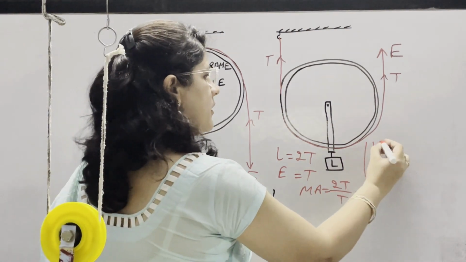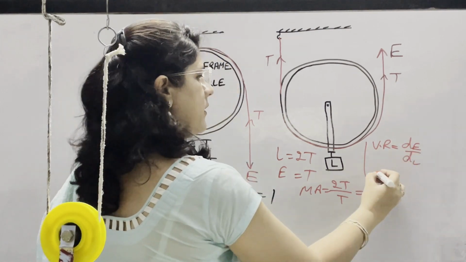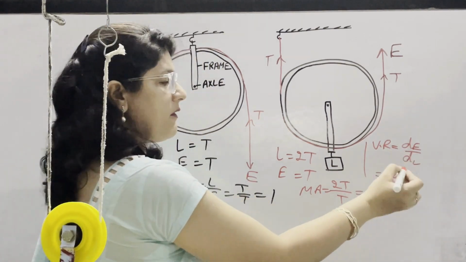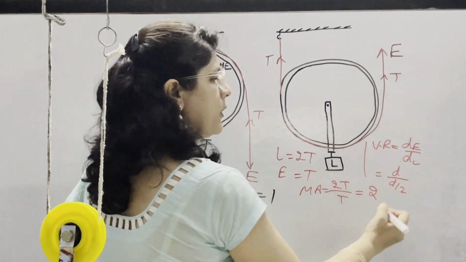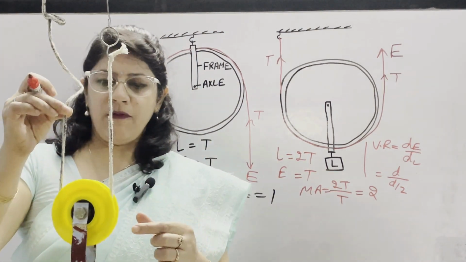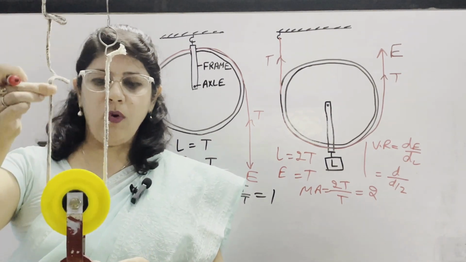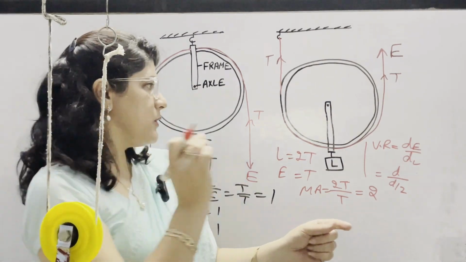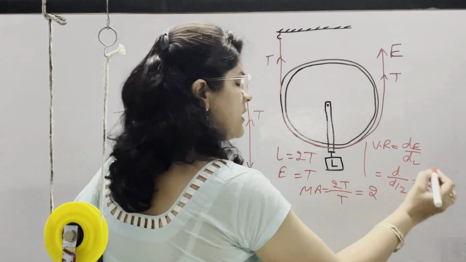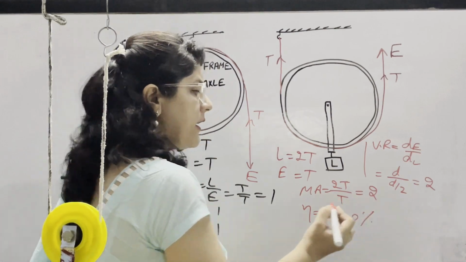Now, VR, velocity ratio, is equal to dE upon dL. Now, dE is equal to d, but dL, the distance covered by load, is equal to d upon 2. As you can see, tension is divided in two segments. If we are applying force, then the distance moved by load is equal to half of the distance moved by effort. So, dE is equal to d, but dL is equal to d upon 2. It means VR is again equal to 2. So, efficiency is equal to MA upon VR. It means it is equal to 100%.